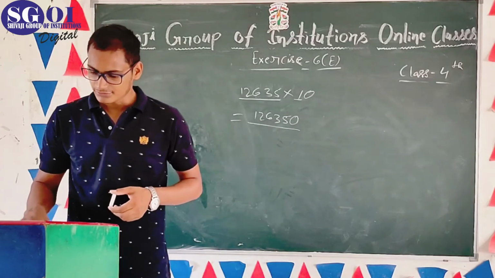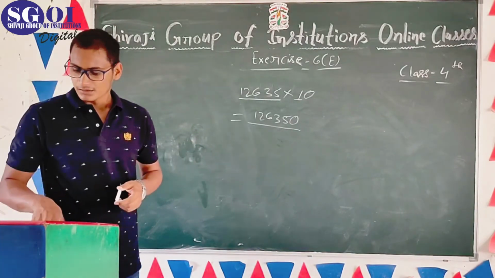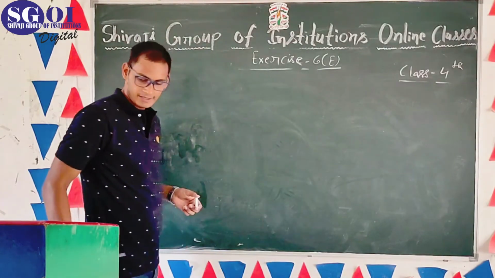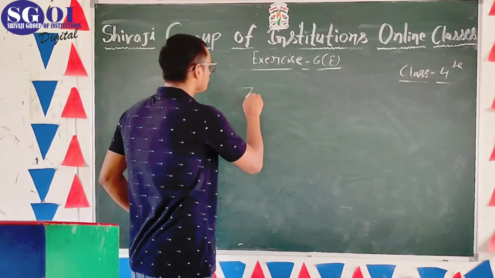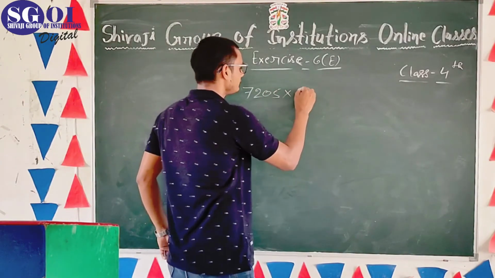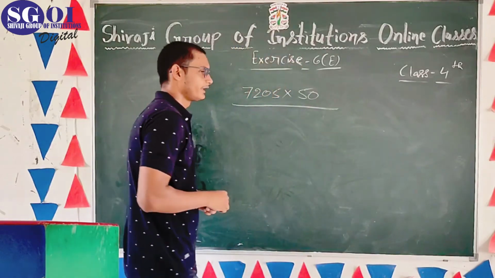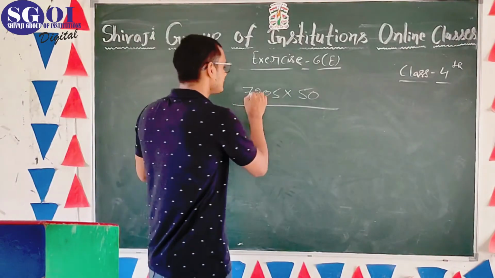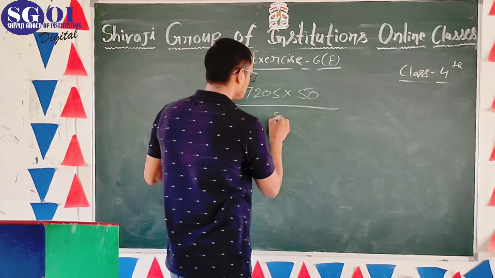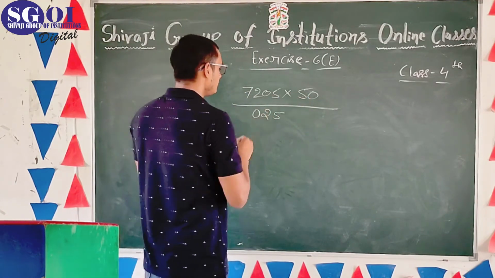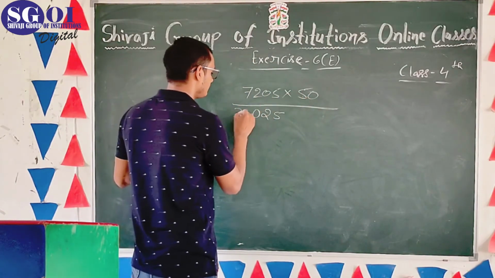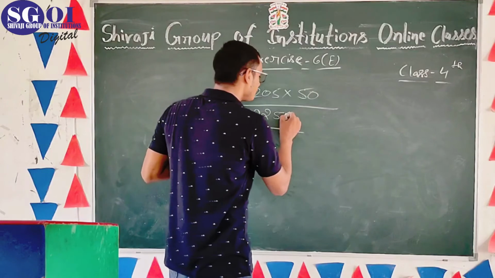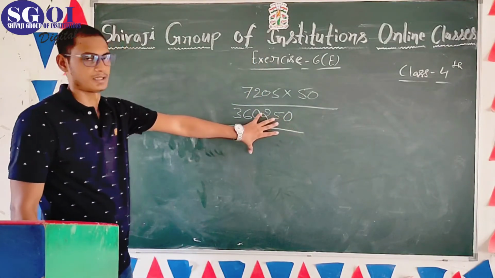Okay. Next question, same as question number 1. Question number 5 is 7,205 multiplied by 50. Okay. So first we multiply this number by 5. 5 5s are 25. 5 2s are 10. 5 7s are 35. And 360,250, and put 1 zero on the right side of the product. Okay.